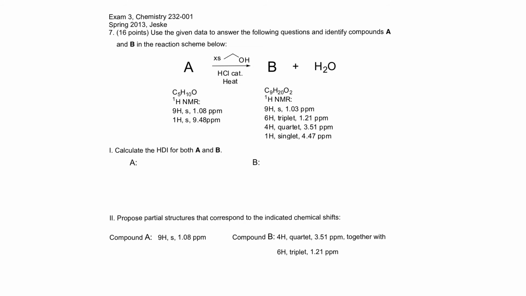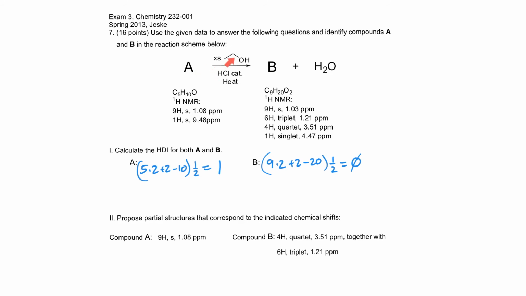The first thing we want to do is calculate the HDI for both A and B. So for A, 5 times 2 plus 2 minus 10, all over 2, is, I believe, 12 minus 10 is 2. 2 over 2 is 1. And over here, 9 times 2 plus 2 minus 20, all over 2. 9 times 2 is 18 plus 2 is 20, minus 20, 0 over 2 is 0. So we've gone from 1 HDI unit to 0.